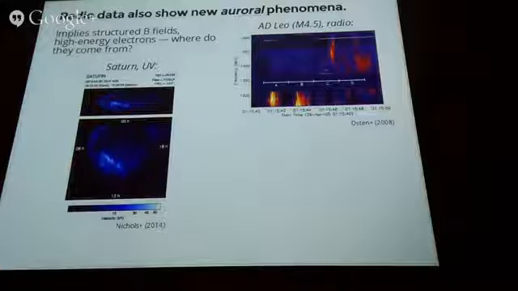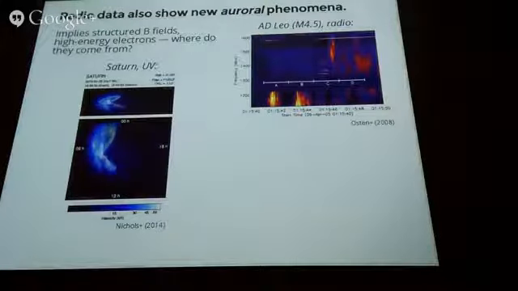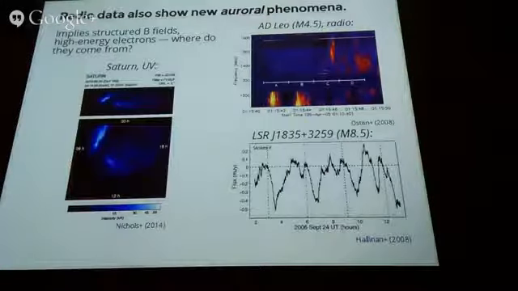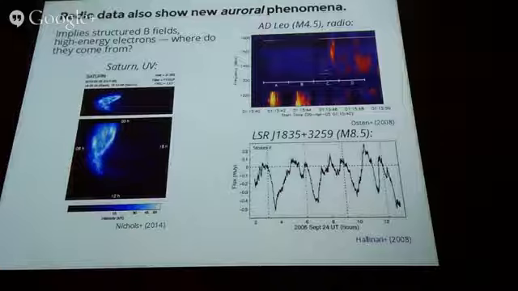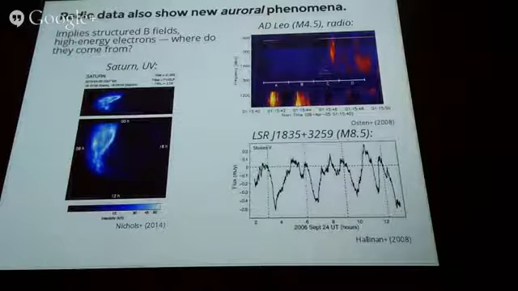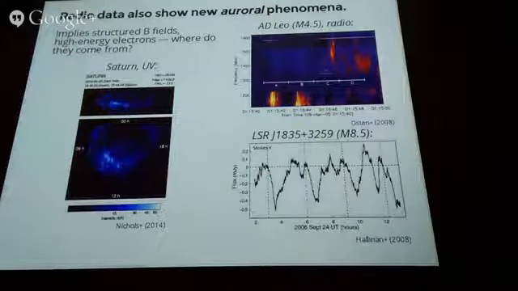They generally tend to be long wavelength things. Jupiter can be brighter than the sun at long wavelengths. And finally, for actual auroral emission in an L dwarf, here's an example of LSR 1835. This is the object that Alexei is looking at. And so here is its radio circular polarization as a function of time.